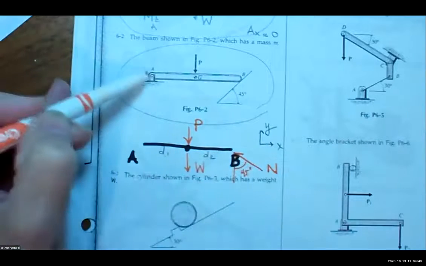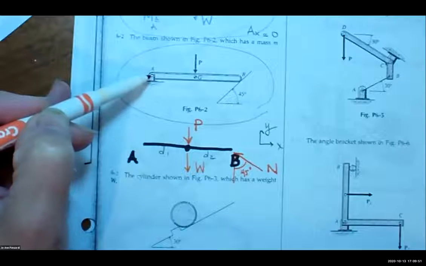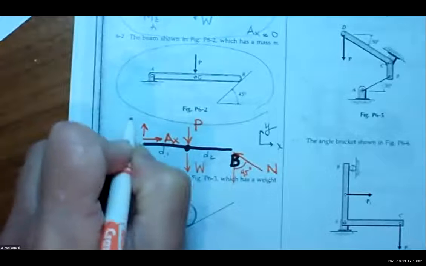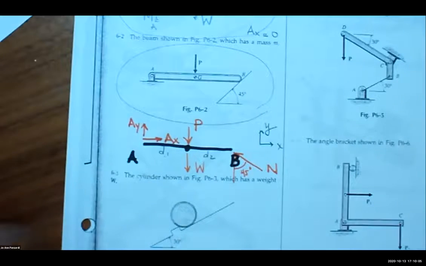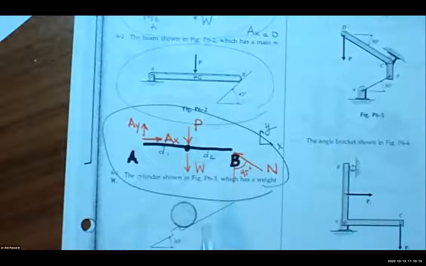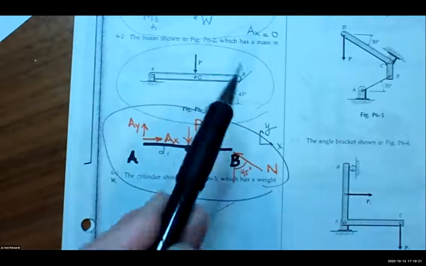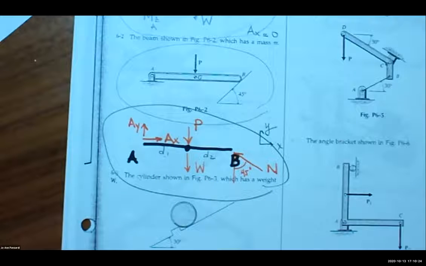Okay, what else? What is going on at point A? What kind of support is that? It's a pin. And what could a pin resist? X and Y, but no moment. Right. AX, AY. That's it. So instead of drawing free body diagrams of points, we're now drawing free body diagrams of rigid bodies. We have to account for all the loads on it, including the reactions at the supports.